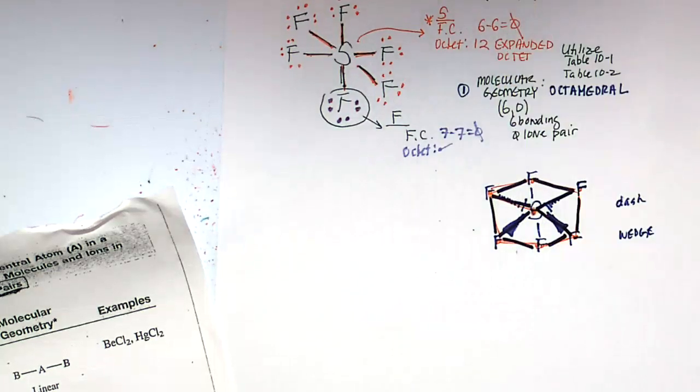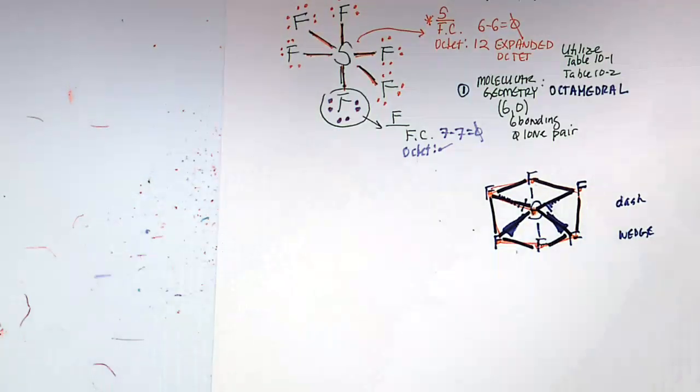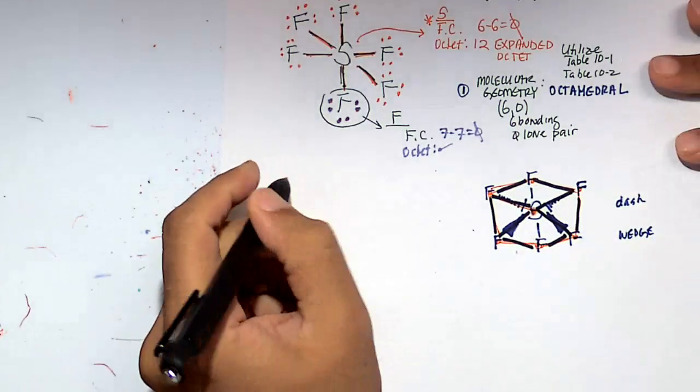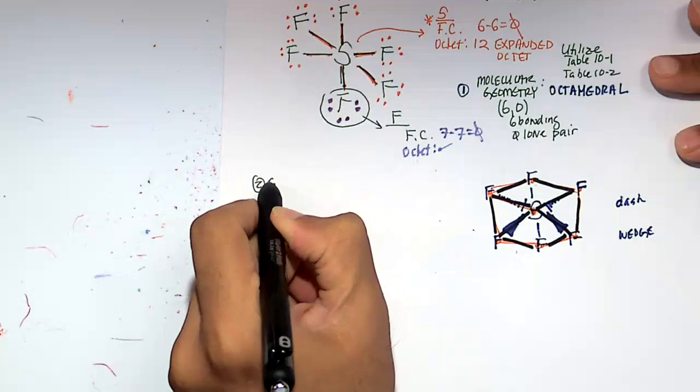At the top, you're looking down. Pretend you're on a helicopter. You're looking down. You're going to see the sulfur, and then, kind of like in a pyramid, you're going to see the fluorines. Right, molecular geometry.